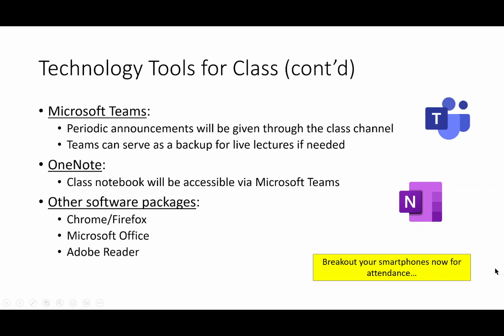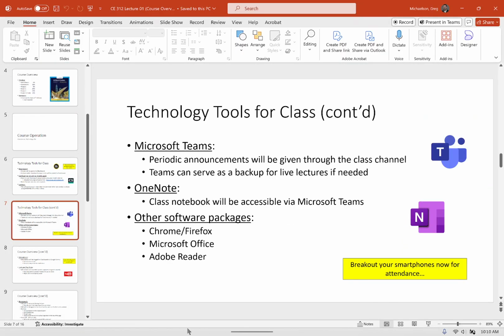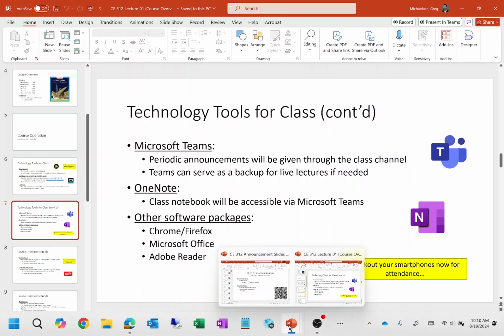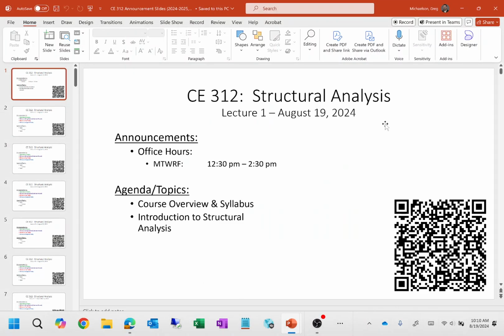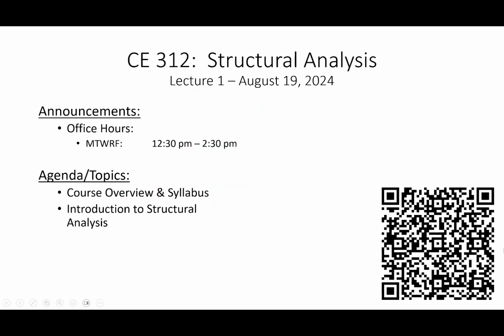Speaking of, one thing that we are going to use when it comes to attendance is the QR code. Let me pull that up. So this is how I'm going to collect attendance. That link should take you to a Google form where you just put your first and last name, and that's how I'll collect attendance every day.